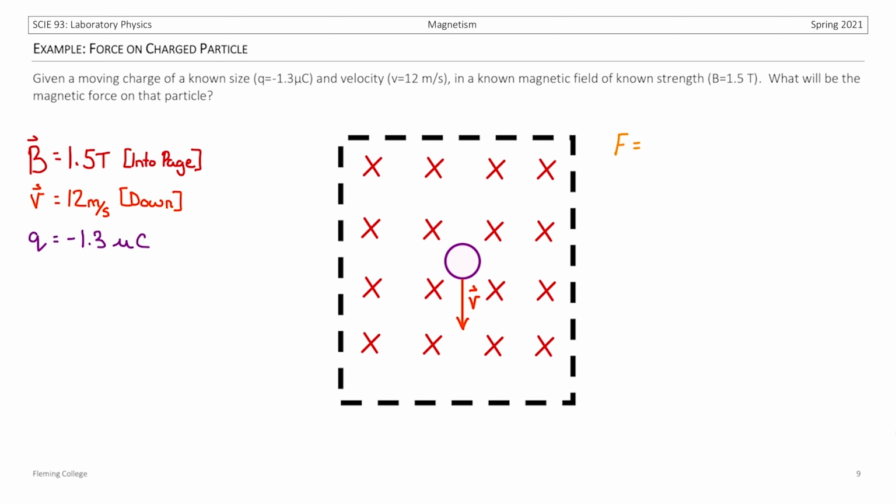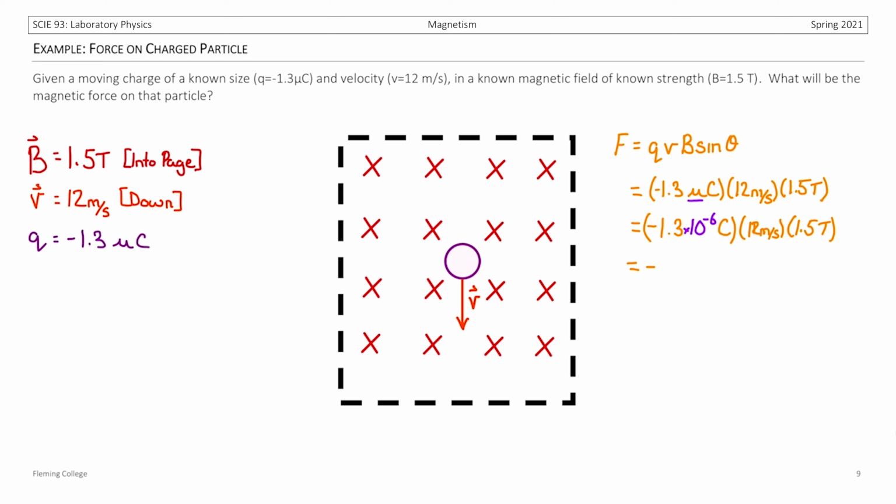We can calculate the amount of force using our equation, so we substitute our values, and the angle between the velocity and the magnetic field is 90 degrees. So the sine of that angle is 1, and this term can be dropped. And we need to recognize that our equation is set up to take coulombs, so we substitute micro for its factor of 10, which is 10 to the negative 6. And then we complete the calculations to find that we would have negative 2.3 times 10 to the negative 5 newtons. What about the direction?